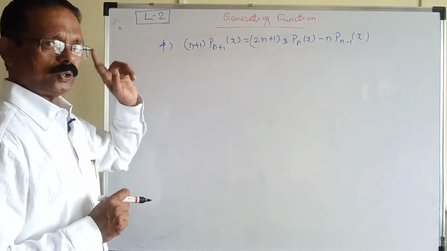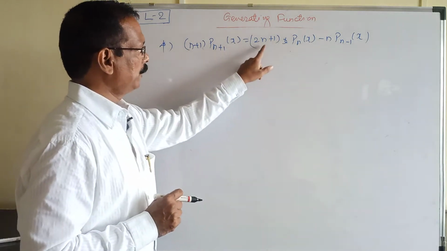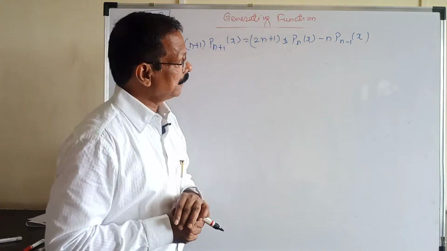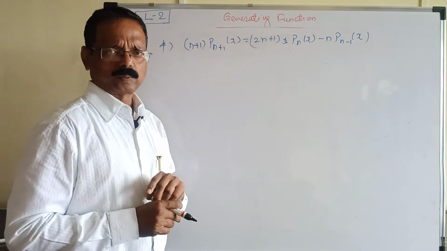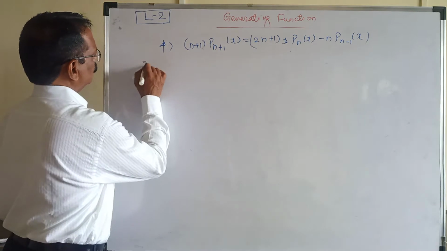Another example is: show that (n+1) P_{n+1}(x) is equal to (2n+1) x P_n(x) minus n P_{n-1}(x). This is an example from Legendre's polynomial. We know the generating function for Legendre's polynomial. Here is the solution.